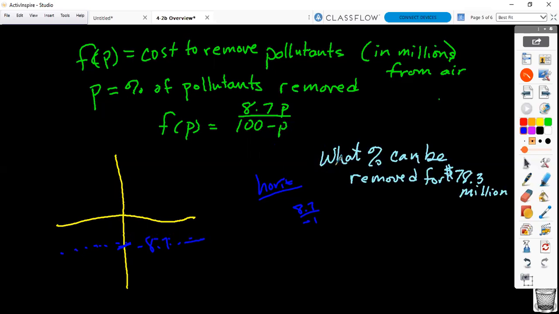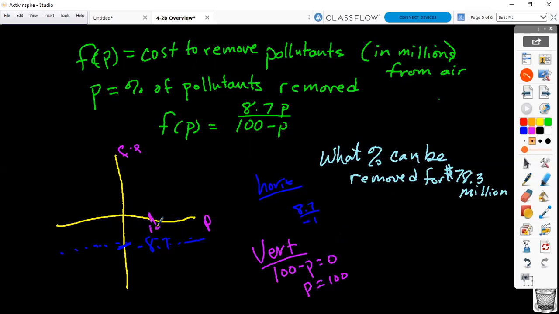The vertical asymptote, how do we get that again? The vertical asymptote, remember, that's when the denominator equals 0. So 100 minus P, when does that equal 0? When P is 100, right? So my x-axis here, that's like my P. And this is my millions of dollars. So this represented -8.7 millions of dollars. So then, where was I at? My vertical asymptote at 100.